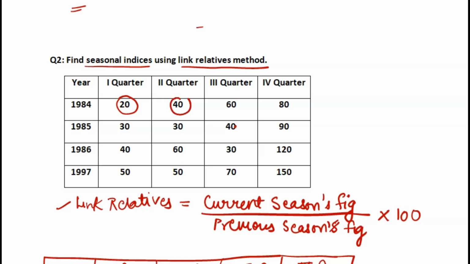Second column, second is 40. So current value 40, previous is 20. So that means it will be current season figure divided by previous season figure multiplied by 100. Like this it will be. So for this, 60 by previous 40 into 100. For this, 80 current by previous 60 into 100. For this, 30 is current and then previous is 80, so 30 by 80 into 100. Like this we have to find out the link relatives. Current value by previous value into 100.